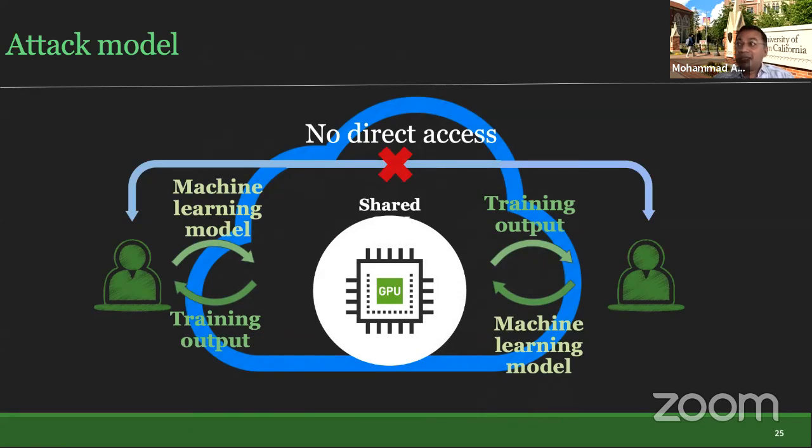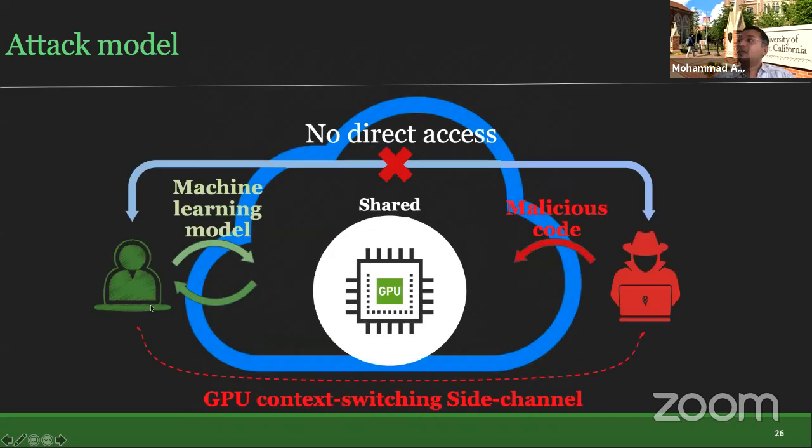And in an ideal world, there should be no direct access. Am I right? Because the systems are built in a way that there will be no direct access between these two people, these two green people. If the green people are good, that's fine. But one of these green people might be a red person, the bad guy. So what the bad guy can do, if he knows that he's using a shared GPU, is that rather than running any good program or any model, he can just dump a malicious code.